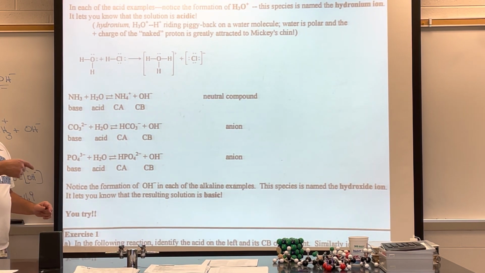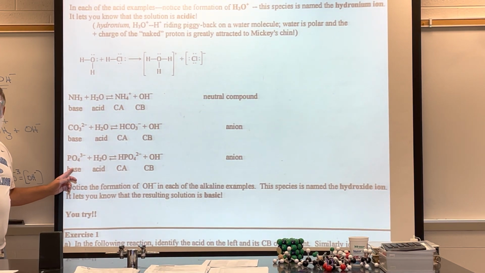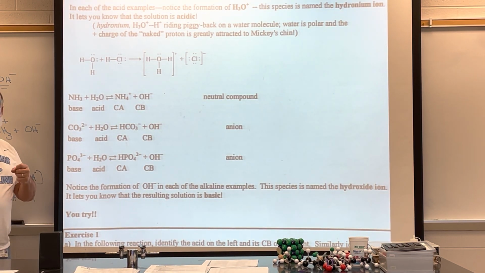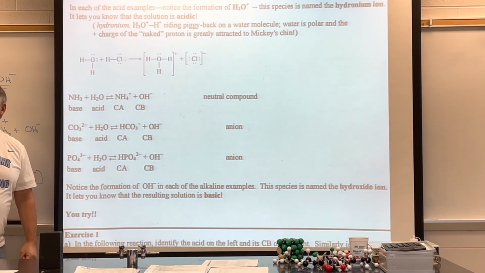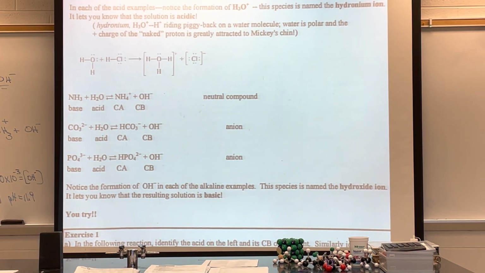Now, as we lose each successive hydrogen, what does that mean about the strength of the acid? Do they get stronger or weaker as you lose hydrogen? Stronger. They become more negative, and remember, it's harder to take the hydrogen, the H plus, away from something that's now negative. Okay?